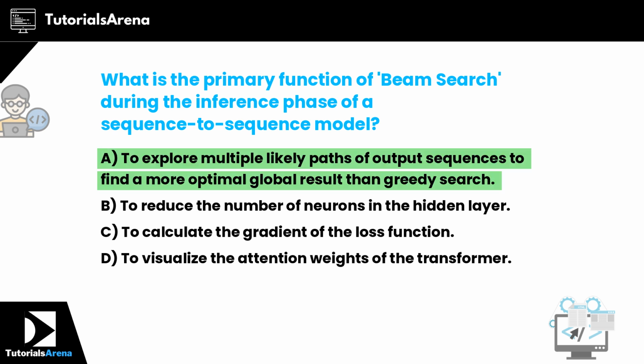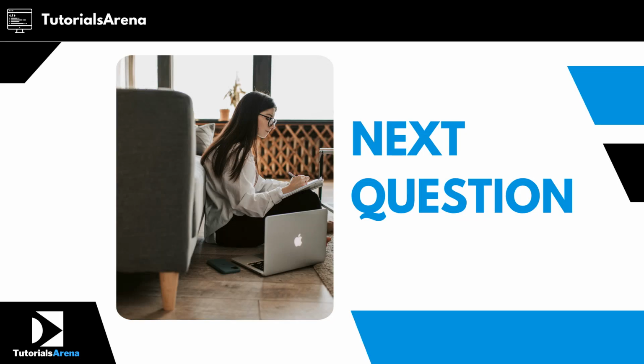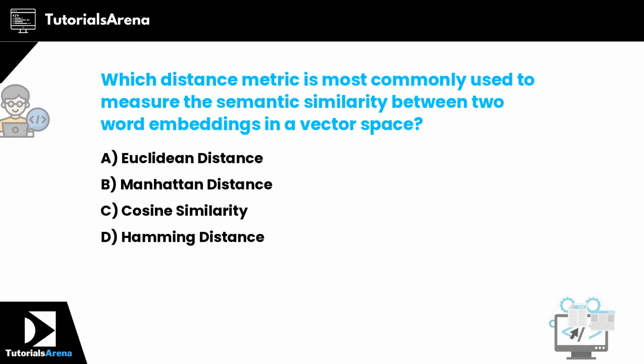The correct answer is option A. To explore multiple likely paths of output sequences to find a more optimal global result than greedy search. Which distance metric is most commonly used to measure the semantic similarity between two word embeddings in a vector space?